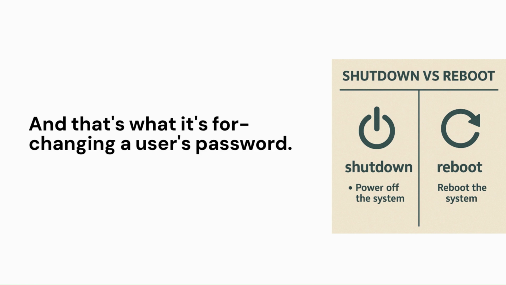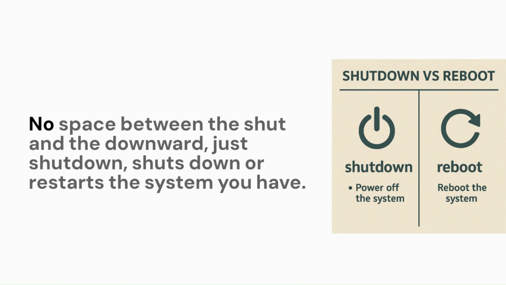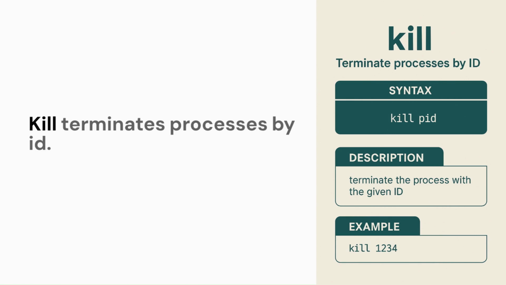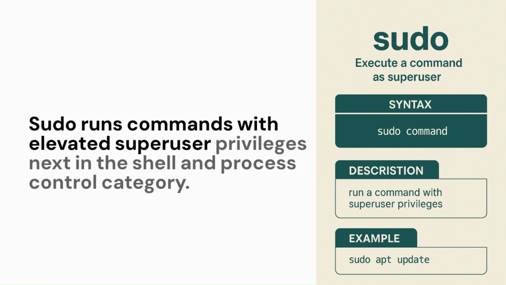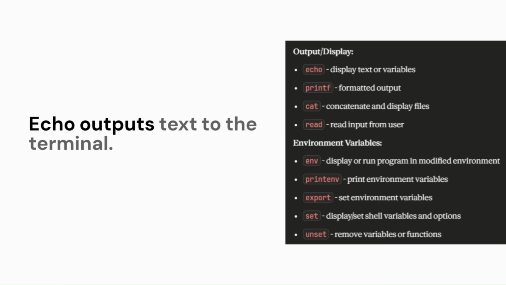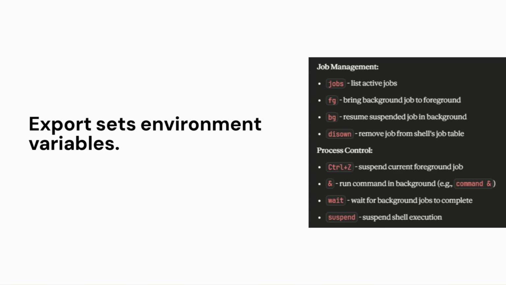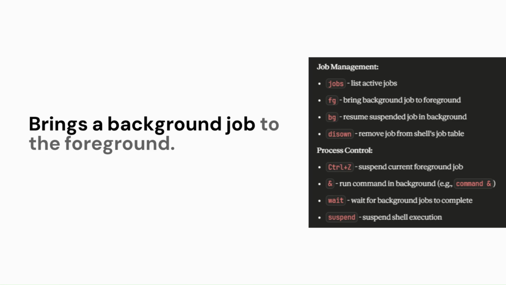It changes a user's password. Then you have some common commands in system management, like shutdown. No space between the shut and the down word, just shutdown. Shuts down or restarts the system. You have reboot, restarts the system. kill, terminates processes by ID. sudo, runs commands with elevated superuser privileges. Next, in the shell and process control category, echo outputs text to the terminal. env displays environment variables. export sets environment variables. jobs lists background jobs. And fg brings a background job to the foreground.